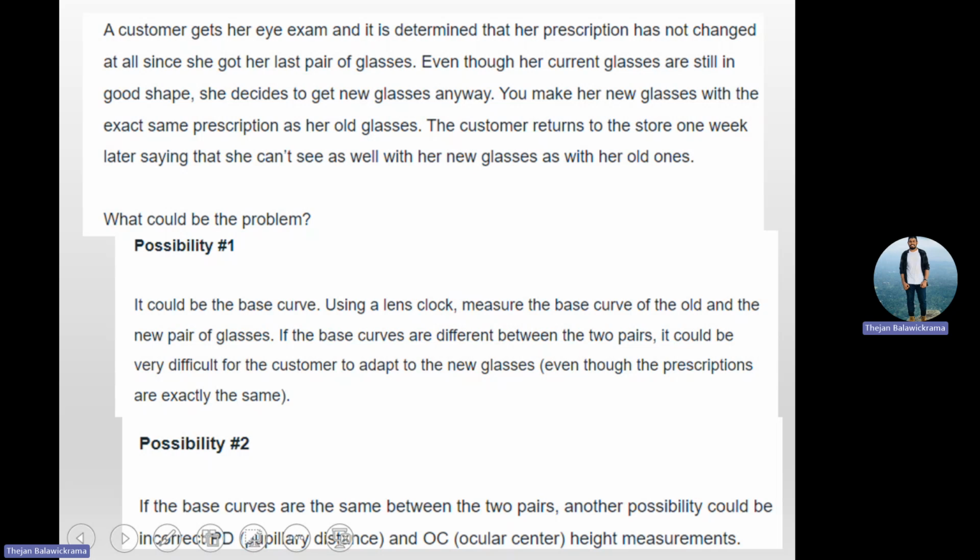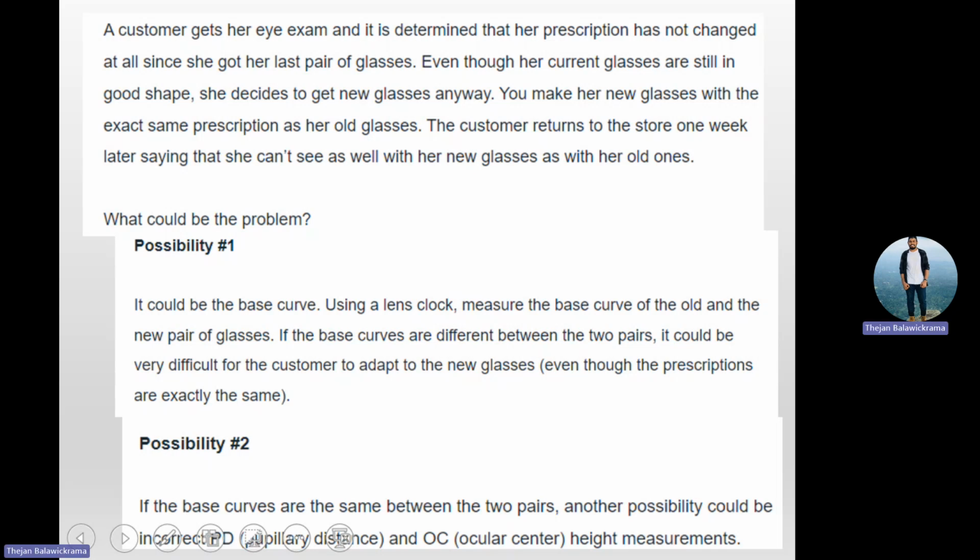Any other possibilities that you know? Frame size could also be one. Maybe the frame is not exactly the same, and the fitting is different, so what people see depends on that. It can be.